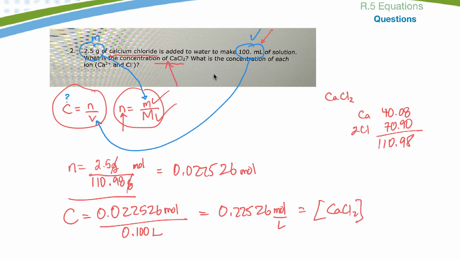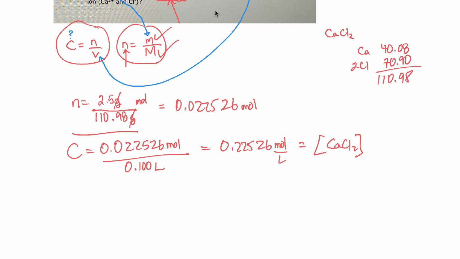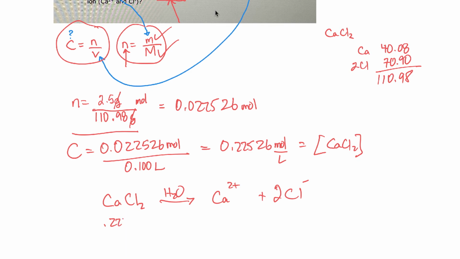Then they say, what's the concentration of each ion? So each of the ions, if I dissociate calcium chloride, if I put it in water, it'll form calcium ions and chloride ions. Okay, so if this concentration is 0.22526, since this is a 1 and this is a 1, this concentration has to be the same. But this one is going to be double. So I'll take that answer I got and times it by 2.